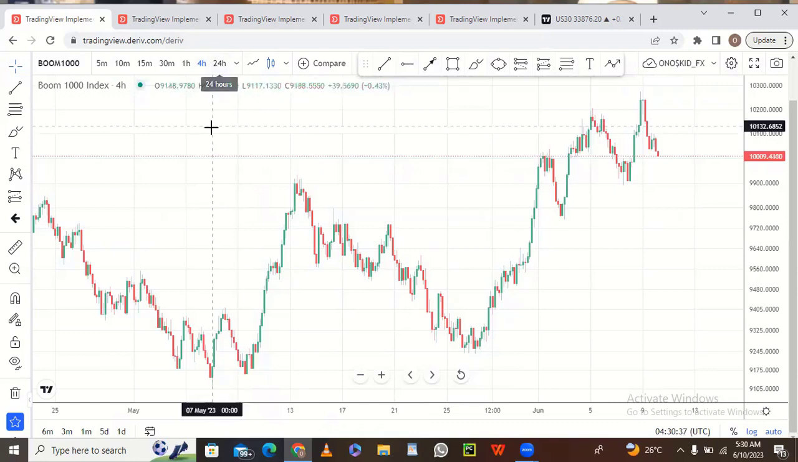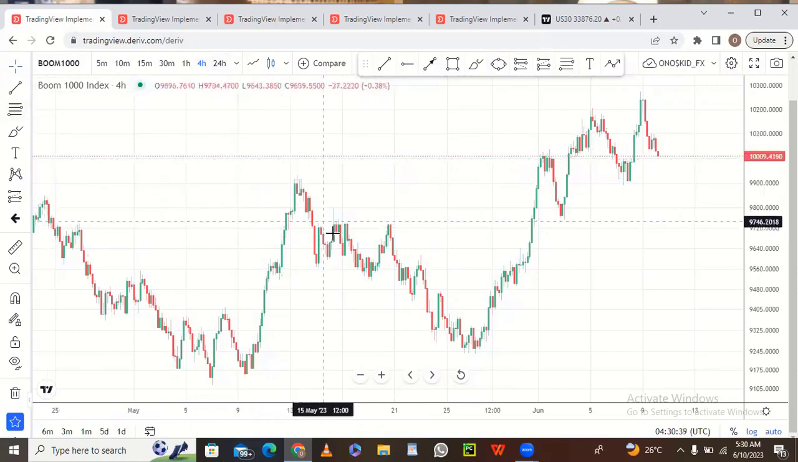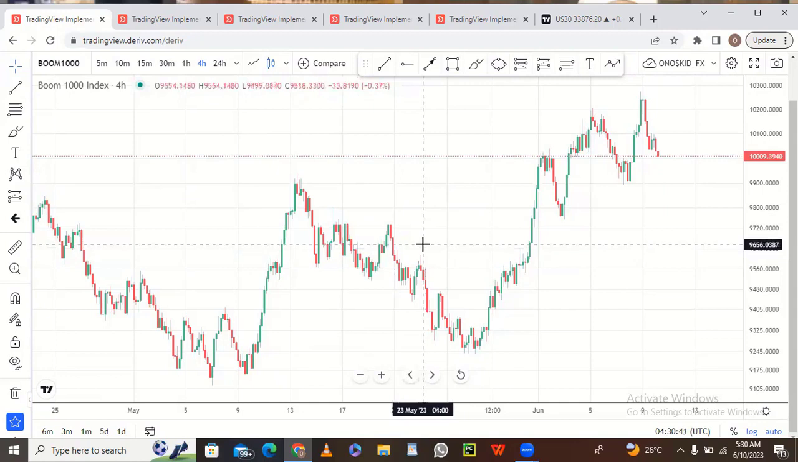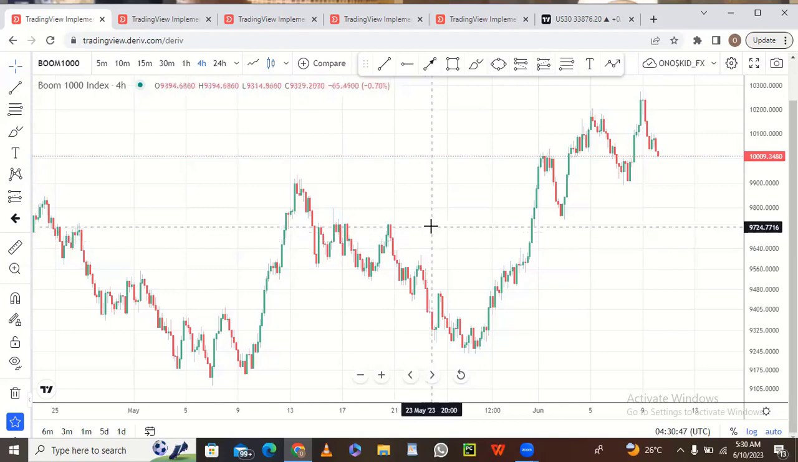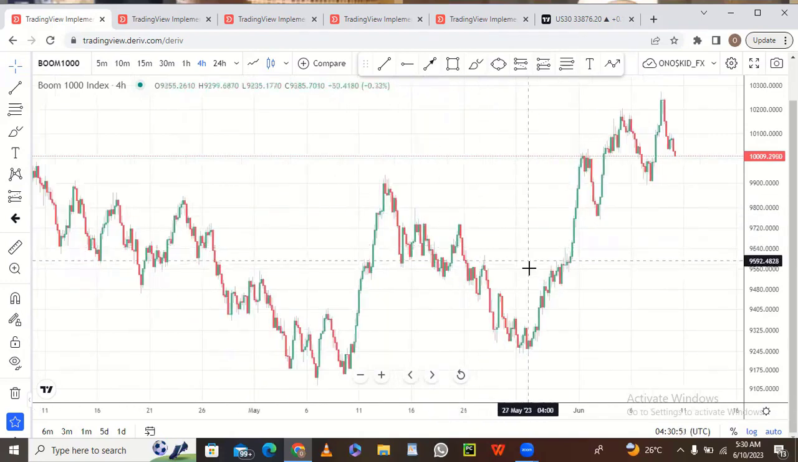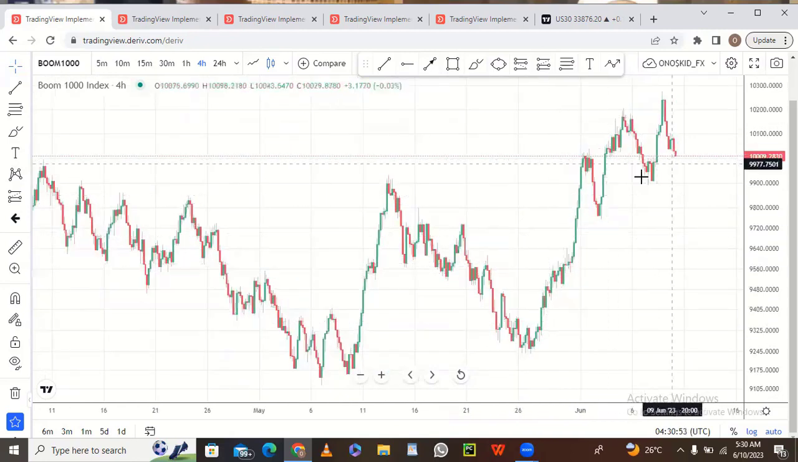But then, because when you want to trade boom and crash, most of the times you want to scalp. You're not willing to swing trade that, so I'm not boring myself with what the daily is doing. When I come to the 4-hour time frame, I can see that currently the market is in a bullish move. You can see there's a break of structure, there's a break of structure.